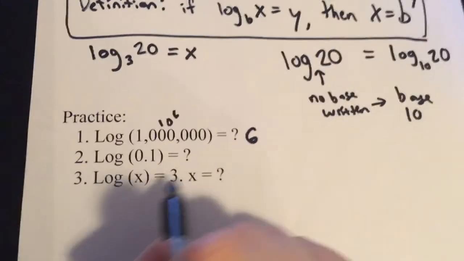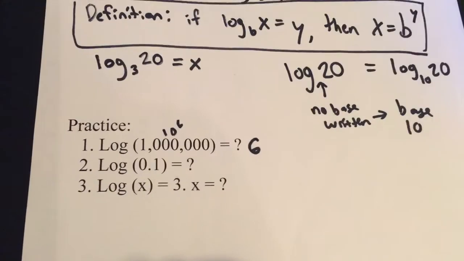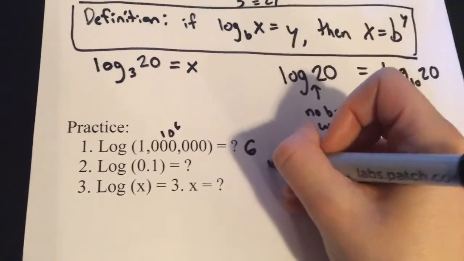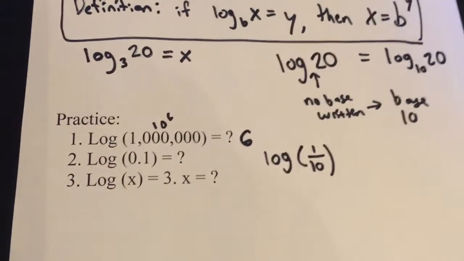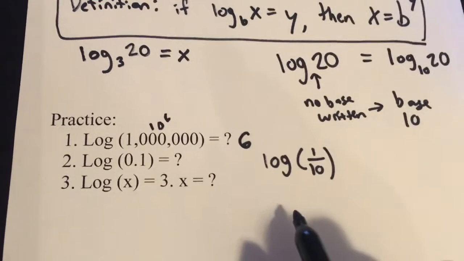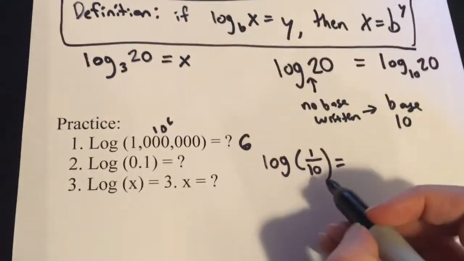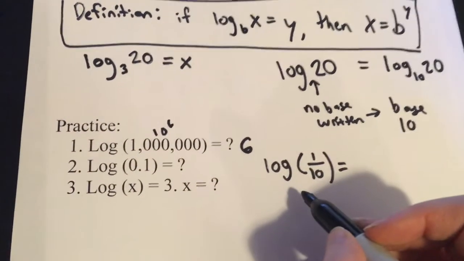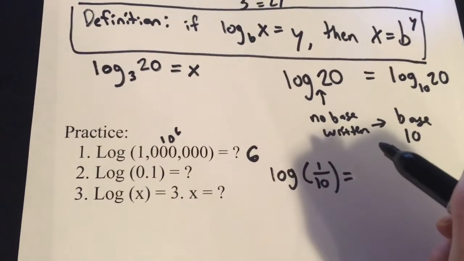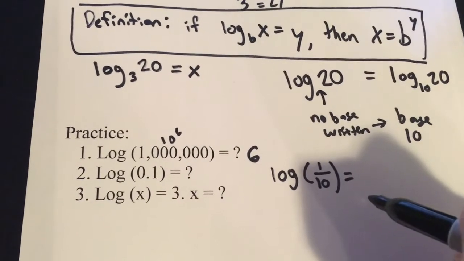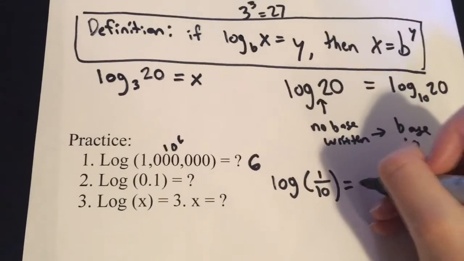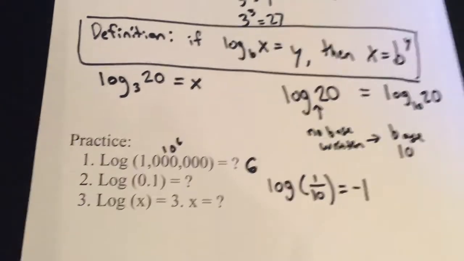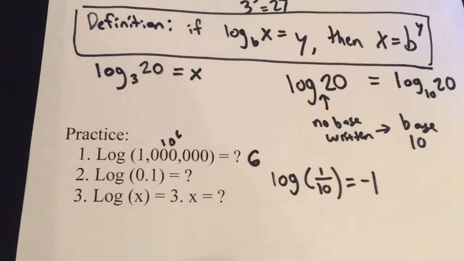Problem 2 is saying 10 to what power gives us 0.1. Well, if you remember, 0.1 is actually the same thing as 1/10. So 10 to what power gives us 1/10, right? 1/10 is the same thing as 10 to the -1. So 10 to what power gives us this number? It's -1, right? 10 to the -1 gives us 1/10, or gives us 0.1.